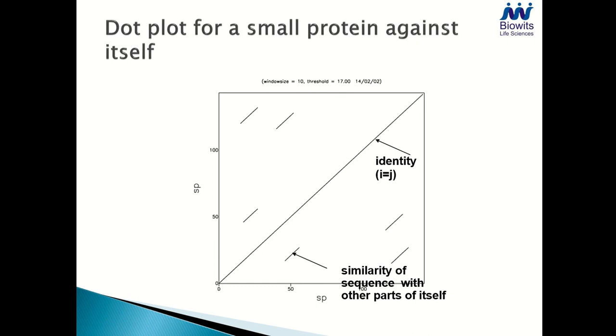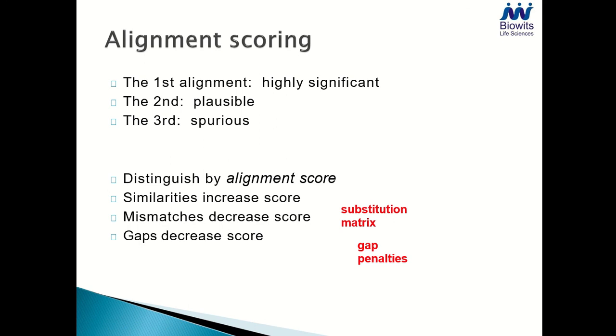Similarities between sequences show up in 2D diagram. Okay? So, let us analyze this dot plot for a small protein against itself. Ayan. So, as you can see, we can see there is similarity of sequence with other parts of itself. Ayan. So, gamit itong dot plot, we can see the identity and at the same time how this small protein against itself are said to be similar. Okay. Ayan na. So, alignment scoring, the first alignment is highly significant. So, makikita doon talagang highly significant.